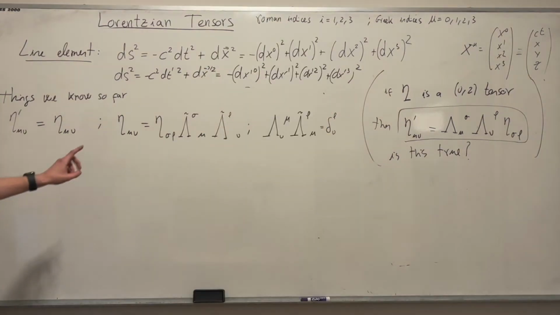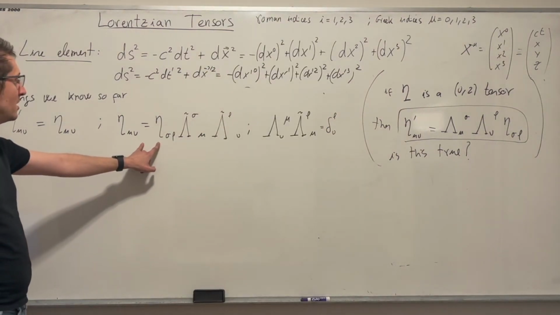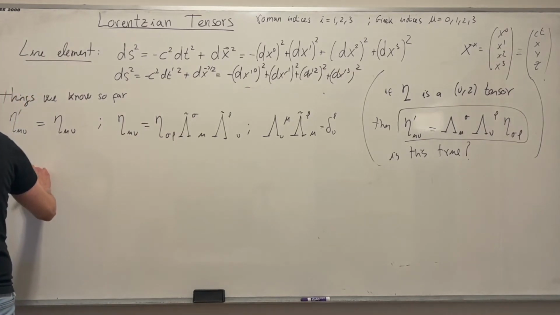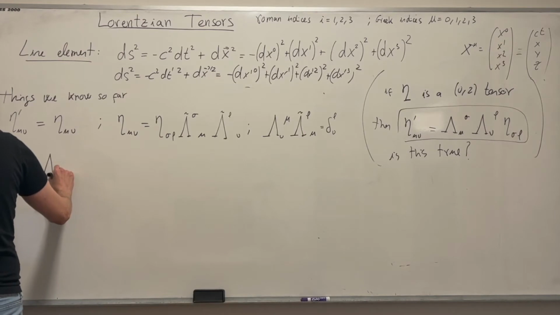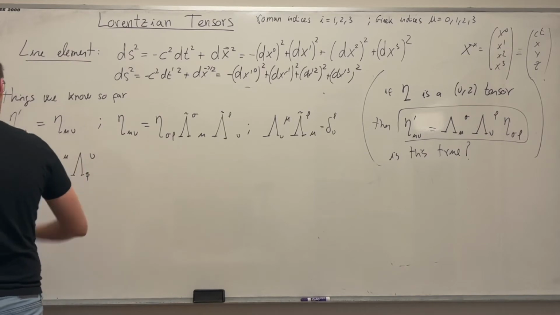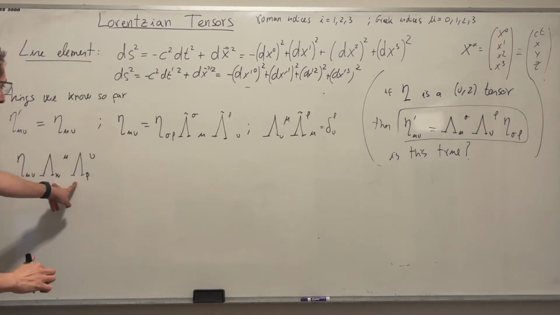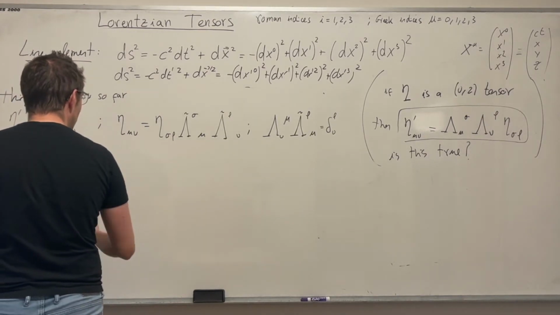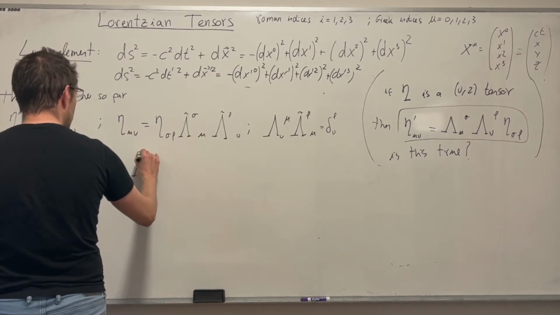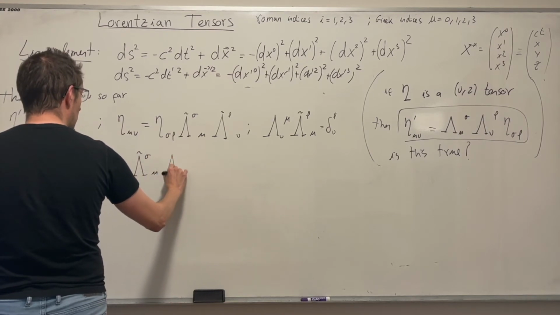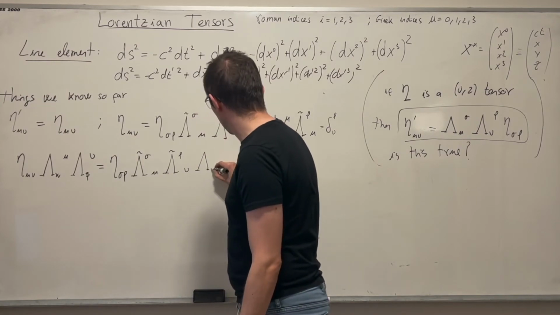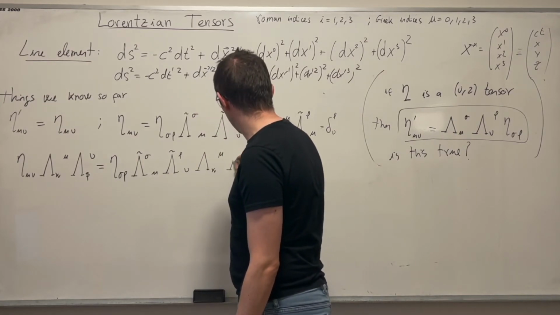So let's prove it. I'm going to take this equation and multiply both sides by the same quantity. So I'm going to have eta mu nu lambda kappa mu lambda beta nu. This is multiplying the left hand side by this quantity. That also means that I'm going to multiply the right hand side by the same amount: eta sigma rho lambda tilde sigma mu lambda tilde rho nu, and then lambda kappa mu lambda beta nu.